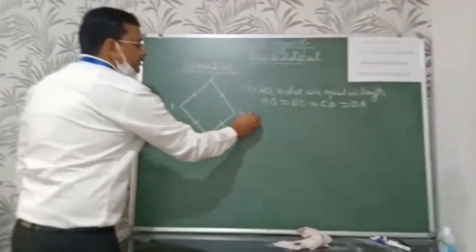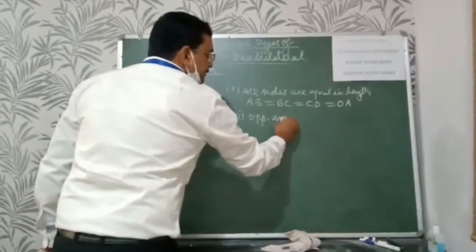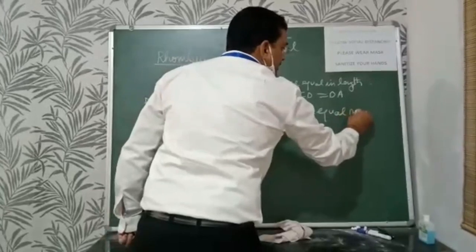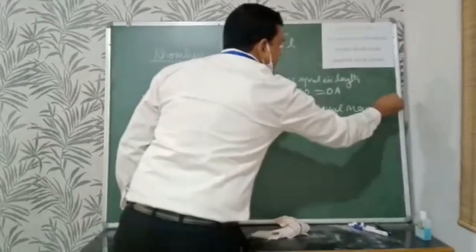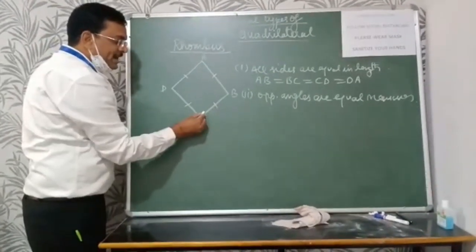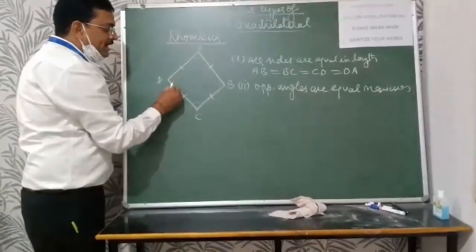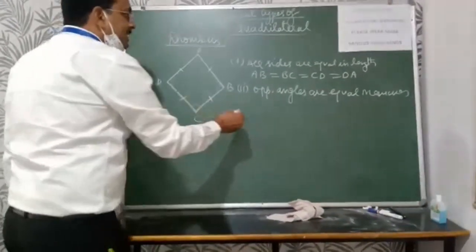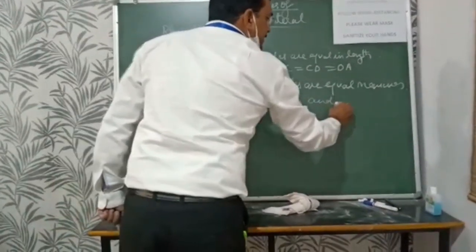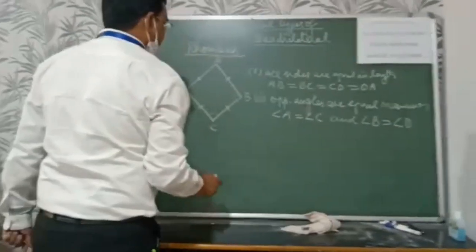Now the second property of a rhombus is opposite angles are equal in measure. Equal measures means angle A is equal to angle C and angle B is equal to angle D. So we can write here angle A is equal to angle C and angle B is equal to angle D.